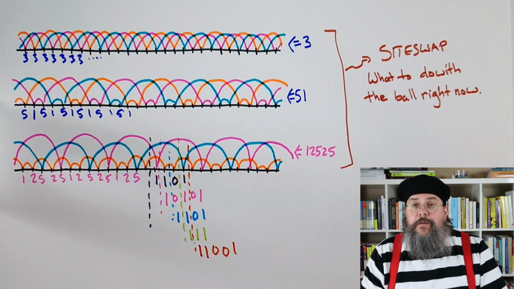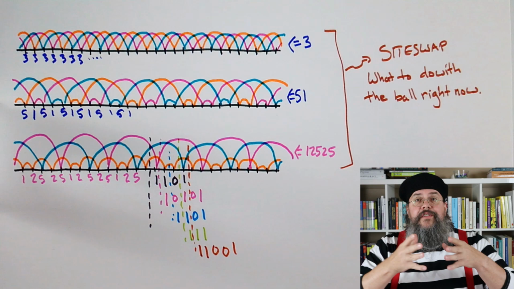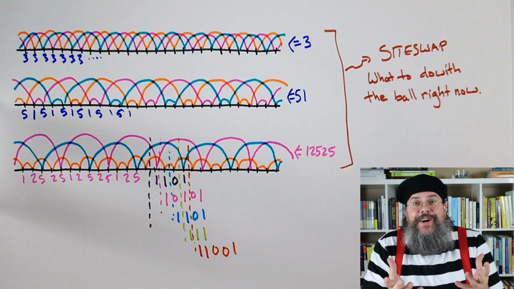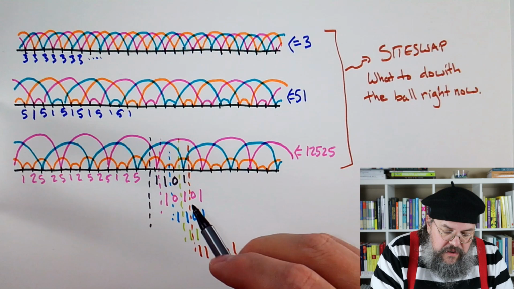11001. All right. Now, because this is a pattern that repeats every five beats, we can stop here because we say, look, every five, whatever the pattern is in terms of when the balls land, it's going to get back to where we started. So it's okay if we just say, what's happening? Well, our states, we're going through five different configurations.